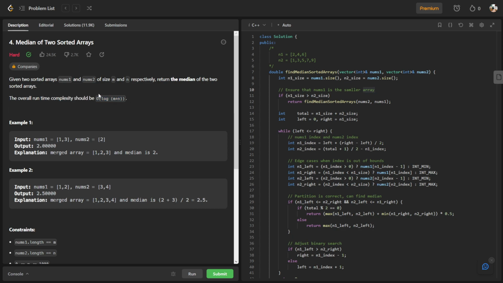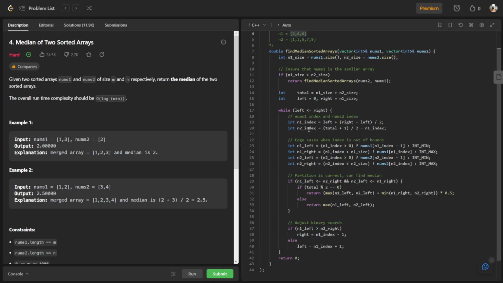So basically this means that we cannot just merge two arrays together and then find the median by just size divided by 2, because by merging the two arrays, it won't be log(m+n) anymore. So this means that we need to use some sort of binary search. This solution I have is a bit lengthy as the problem is a bit hard, but I'll try my best to explain.